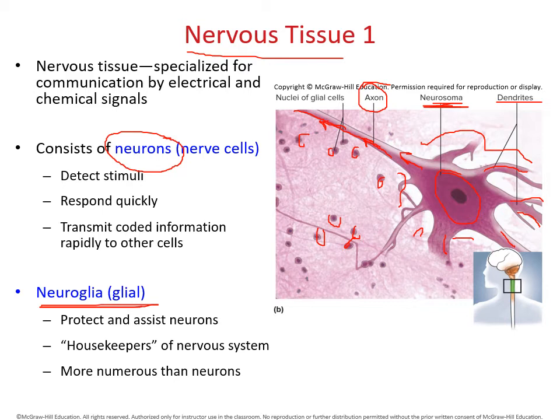The glial cells are housekeeper cells. They are the ones that will protect and assist the neurons. When we get to the nervous tissue chapter, we're going to talk about how the neurons are able to transmit that message. And what we see happening is that the glial cells will be able to speed up that message by myelinating around the axon. So they are extremely essential in protecting and assisting the neurons.